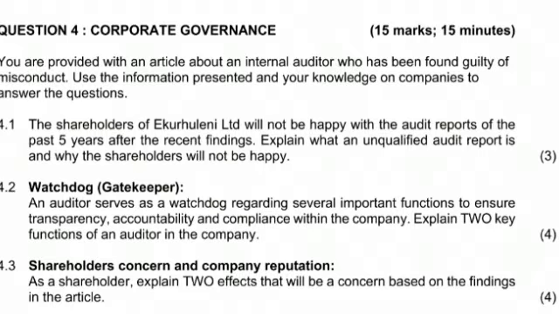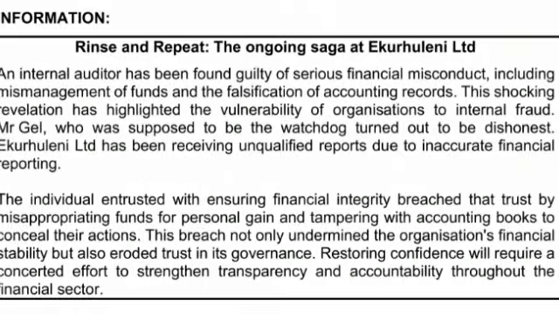In 4.3, we are looking at shareholders' concern and company reputation. It says, as a shareholder, explain 2 effects that will be a concern based on the findings in the article. Now, pay attention to that. This says that the information we were reading is an article. So this information that we are looking at is an article.